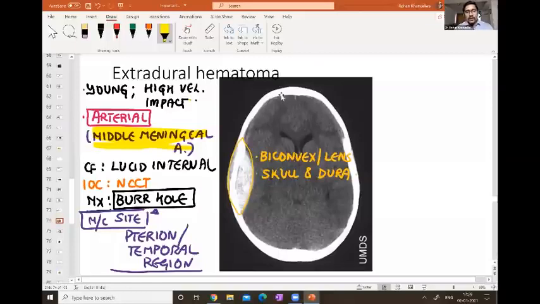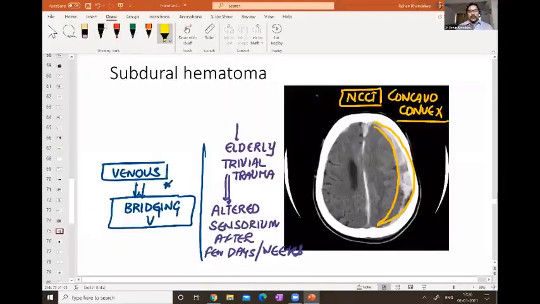Subdural hemorrhage, chronic subdural hemorrhage. Chronic subdural hemorrhage is seen in elderly patients following a trivial trauma. Patient is going to come with altered sensorium after a few days. This is venous in nature due to the bridging veins, and you get a concavo-convex hemorrhage here or a crescentic hemorrhage here.